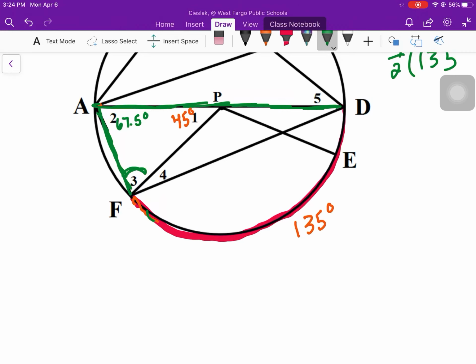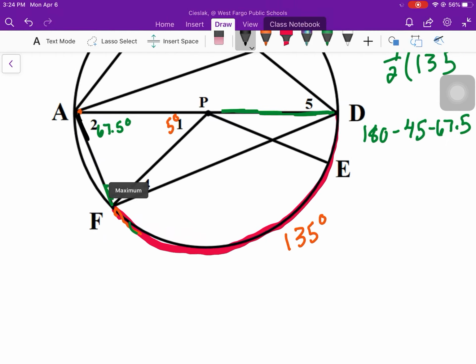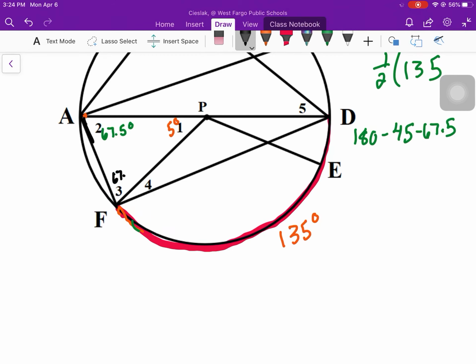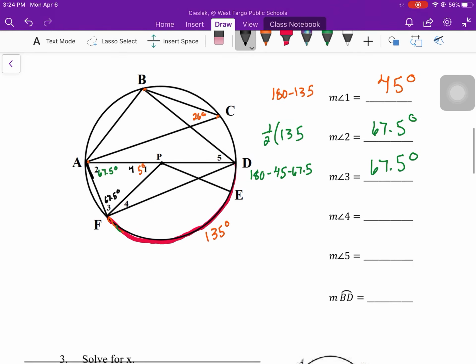Now, nice thing here is right off the bat, to find angle number 3, I've got 2 angles in a triangle, so I can go 180 minus 45 minus 67.5. If we do all of that, it turns out that that is the same thing, 67.5 degrees. Okay, so I'm going to erase that. This one down here is 67.5 degrees. This one was 45, I think, right? Yep.